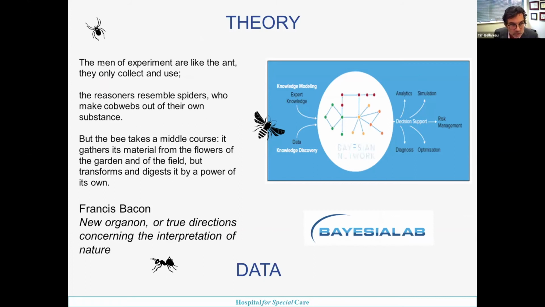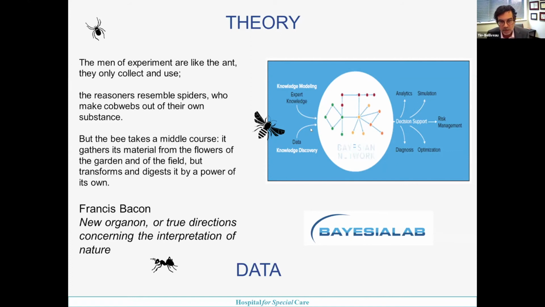And then the reasoners, more the philosophical reasoners, are like the spiders, and they have very abstract theories like cobwebs. And the bee, representing the path of science, goes back and forth between the observation and reasoning. And in this particular example with the Bayesian lab, I was struck by the parallel with the integration of data from the bottom up and knowledge modeling from the top down.